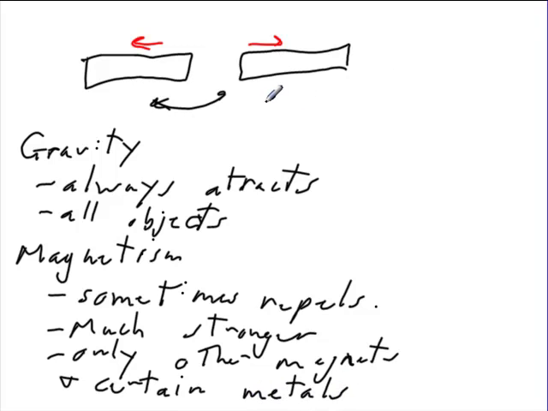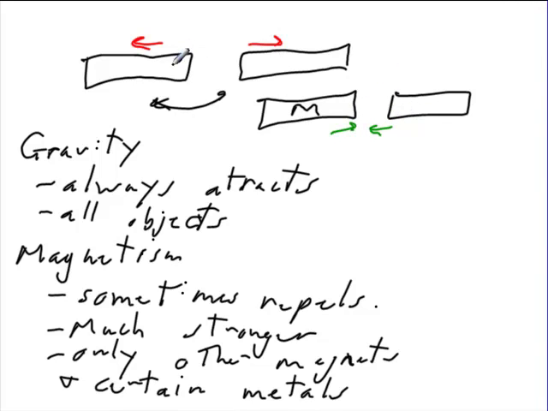Some metals I can bring up to a magnet. Put an M on this to say it's a magnet. And I bring up another metal, and these two will attract. And then even if I flip one or the other around, they will still attract. Okay, so sometimes we can get magnets that you flip one around and the other side will repel. Sometimes we can get a magnet with just a piece of metal that'll always attract. So, gravity and magnetism are clearly not the same thing. Gravity always attracts, magnetism sometimes repels, is much stronger than gravity, and gravity affects all objects, whereas magnetism only affects certain objects.